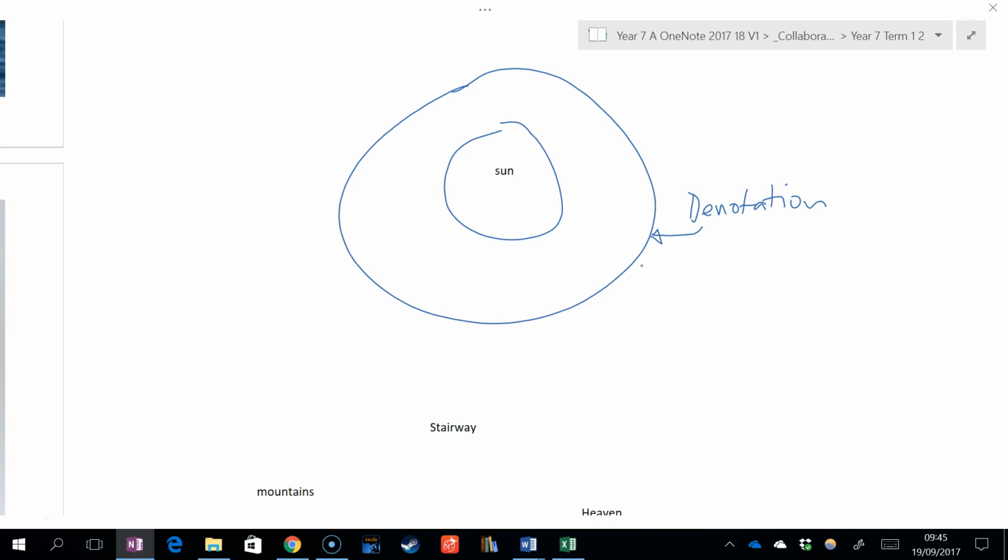What is the sun physically? What physically is the sun? Hands up, youngster. Wonderful. So it's gas, it's fire, it's flame, it's heat, it's a star. So 3, 2, 1, write down that. Star, heat, gas. And those are just three physical denotations of a word.